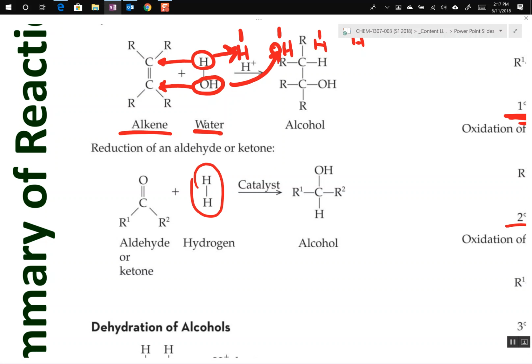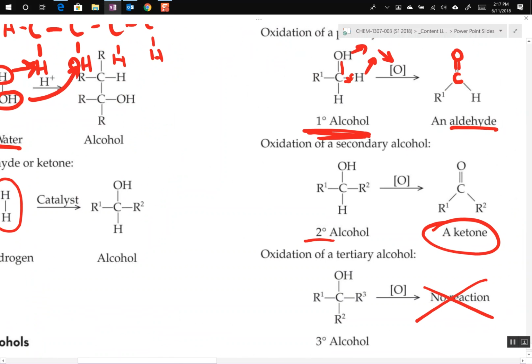You would form an alcohol. If it was an aldehyde, what alcohol would you form? Primary, good. And if it was a ketone, you would form a secondary alcohol. All right, so it's just the opposite. So in one direction, you're oxidizing it.